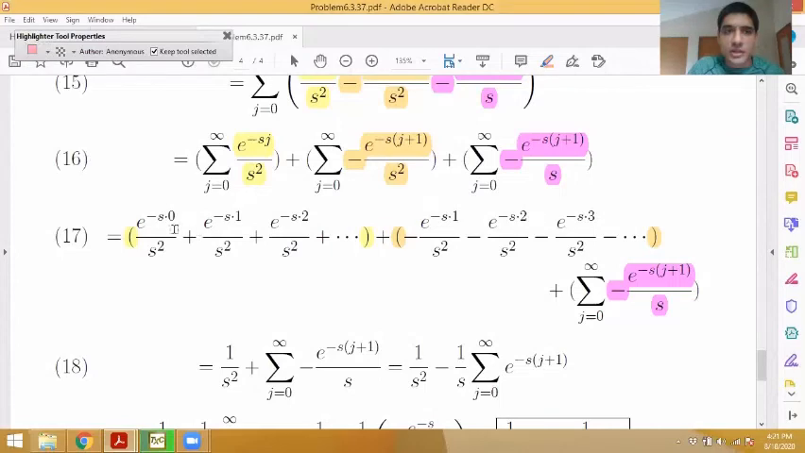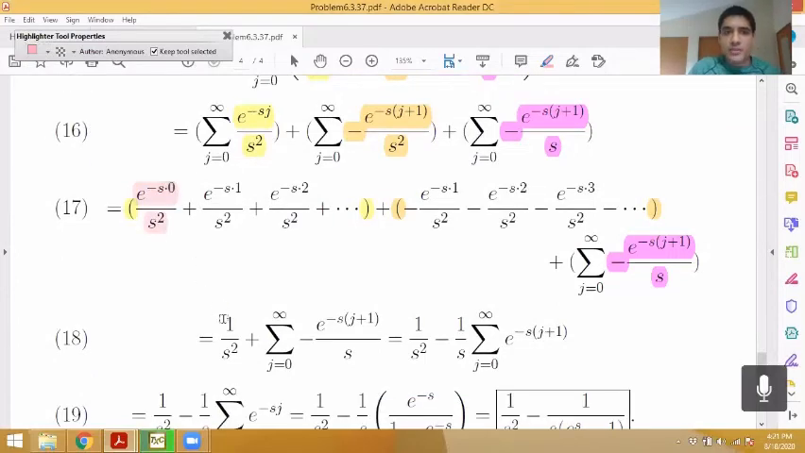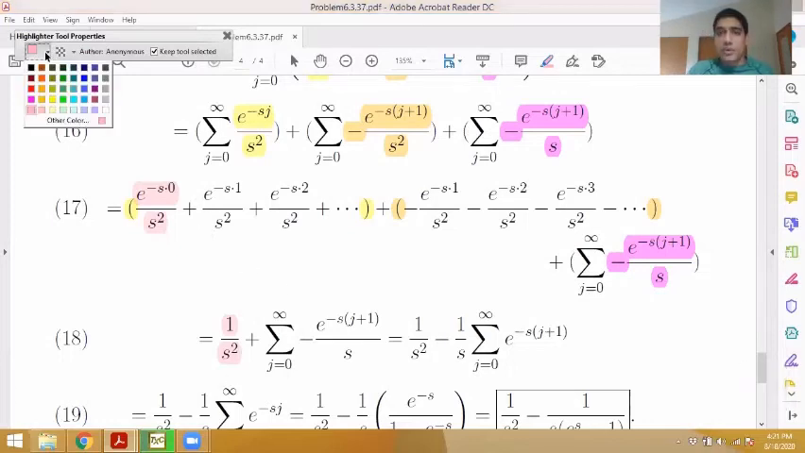This first term over here, I'm not going to be able to do anything with that. So that first term, I just simplify it: e to the negative s times 0 over s squared is just 1 over s squared, so I'll move that down. But now for all these other terms, we're going to obtain a lot of cancellation.